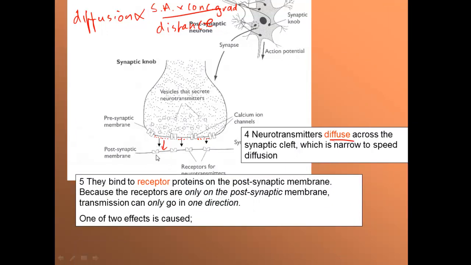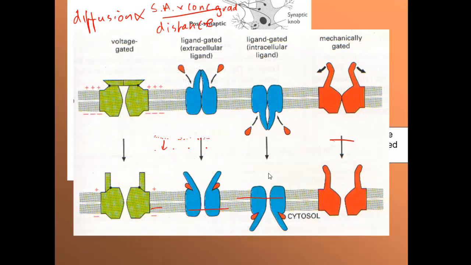Once they cross, the neurotransmitters then bind on these receptors here. Note the receptors are only on the postsynaptic membrane, and transmission therefore can only go in one direction. And we're going to get one of two effects on that postsynaptic membrane. And remembering this, we're just thinking about how an action potential can be generated in that postsynaptic membrane. Whether we're going to get, how we're going to change the voltage in that postsynaptic membrane. Let's have a look at the receptors though. They are themselves channel proteins.